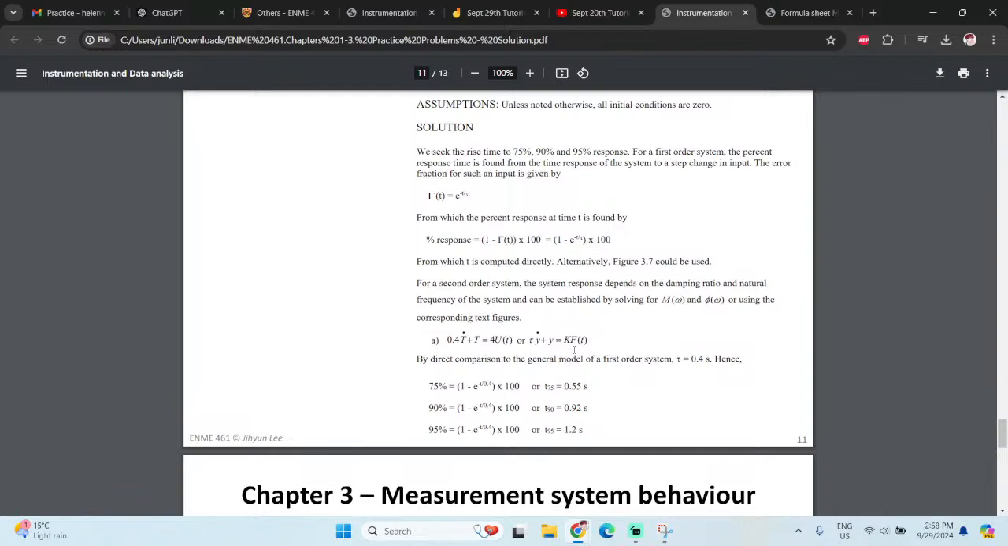Okay, this is way easier then. I could have just done this. I don't know why I was equating 1 minus m of t and then equating it to 1 minus e to the power negative t over tau. I could just straight up do it this way.